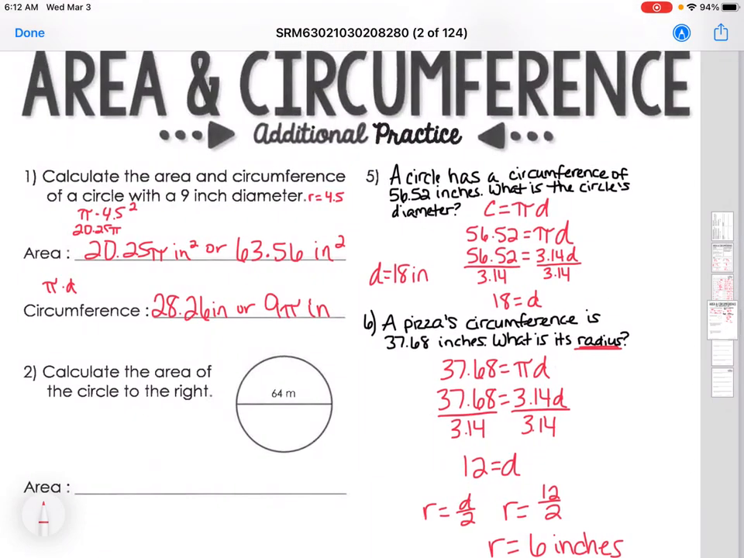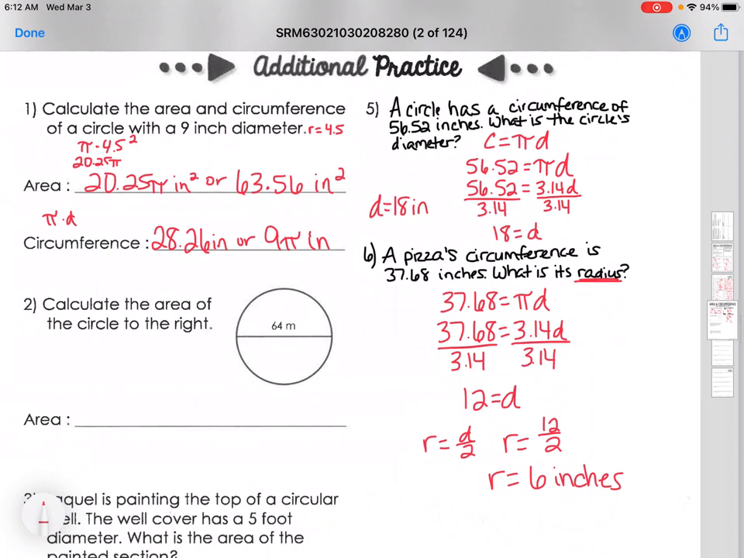So when you're given circumference, you just set your equation of pi times diameter is equal to circumference. So you would plug that circumference in for C, use 3.14 for pi, and then solve for D.